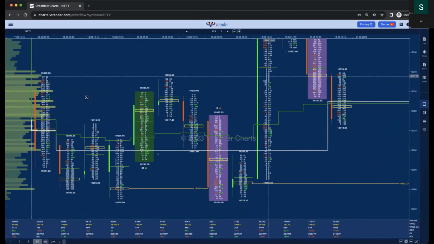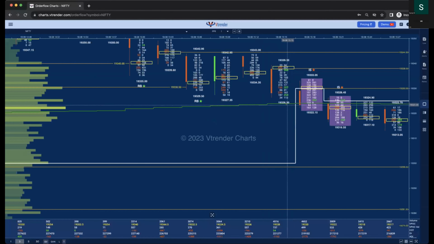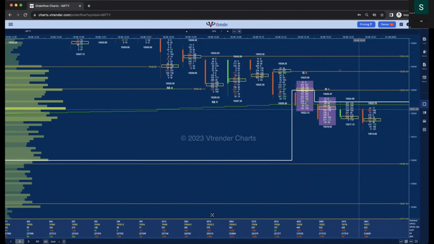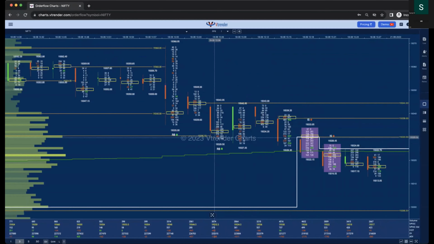So we have VWAP here, but for the others we would have mainly the VPOCs, and these yellow lines are the unvisited VPOC levels of each bar. These are important references during intraday activity. So again, something which Shai would touch upon. Pretty much it on the technical aspect.